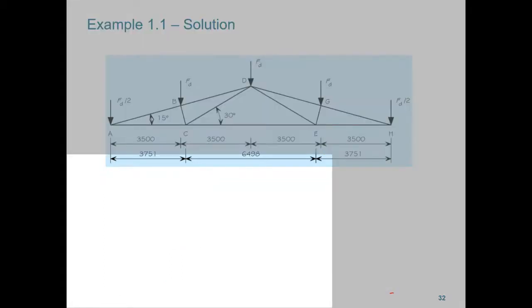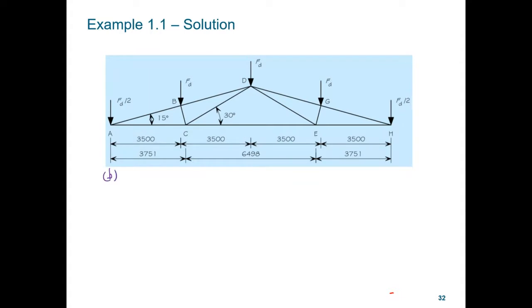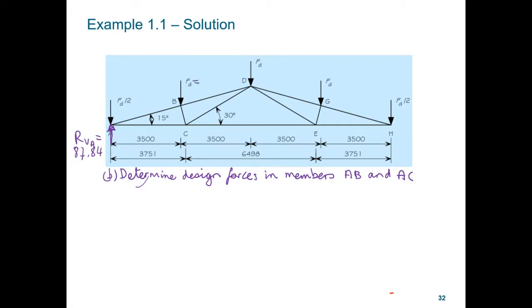B. Part B of this is determine the design force in members AB and AC. Okay, so we've worked out that we have a vertical reaction here at A, which we just worked out to be 87.84. We know that the forces at FD are equal to 43.92.